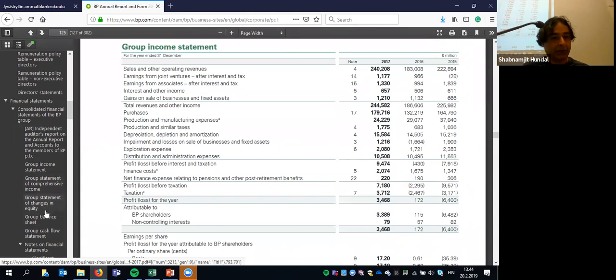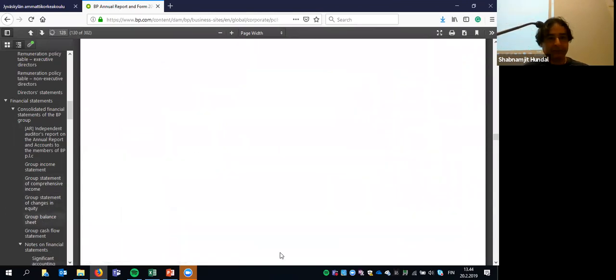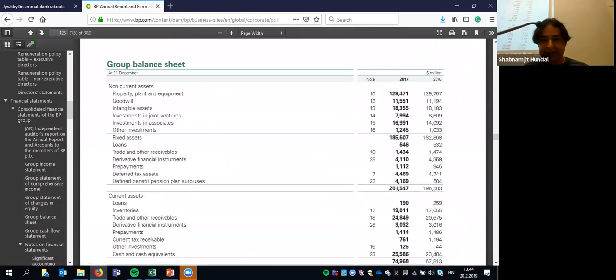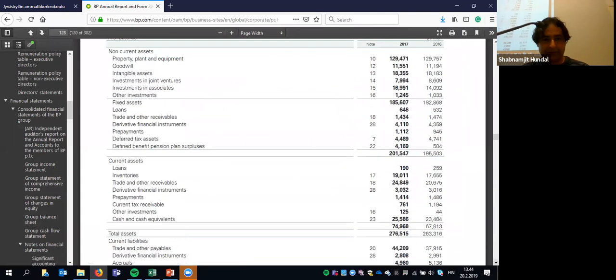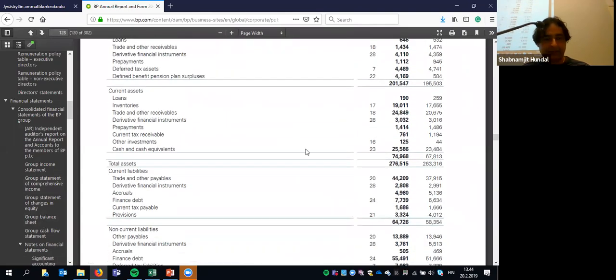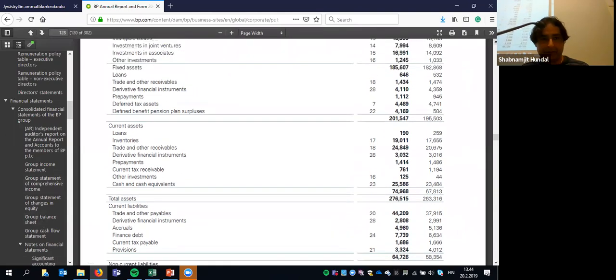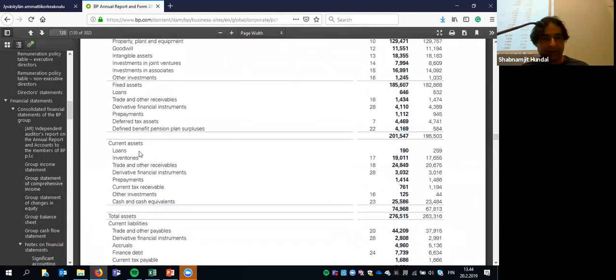For this, I need to look at the balance sheet. And you can see here that there are inventories here. So after I have the cost of goods sold, calculated the way I did here, and if I divide by the inventory, that will give me the inventory ratio.